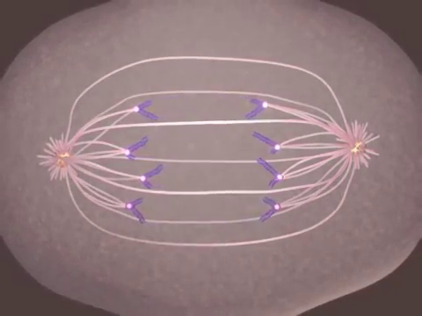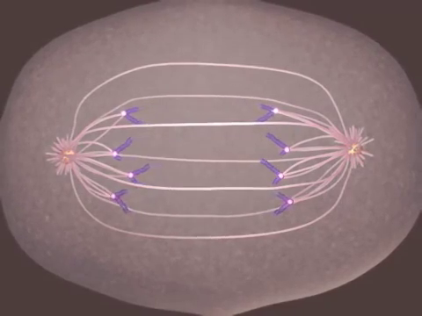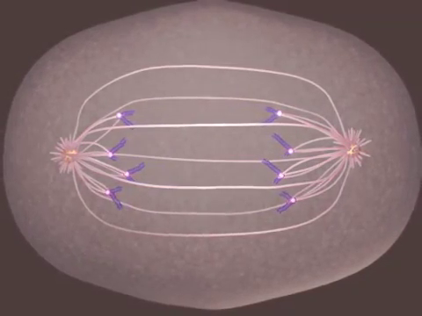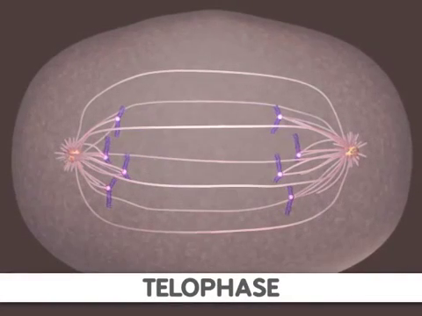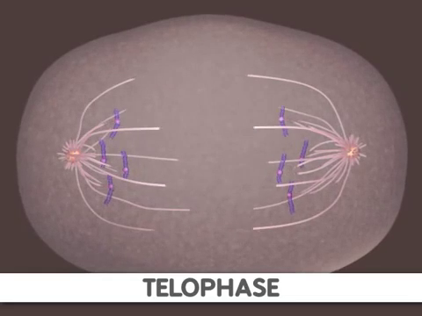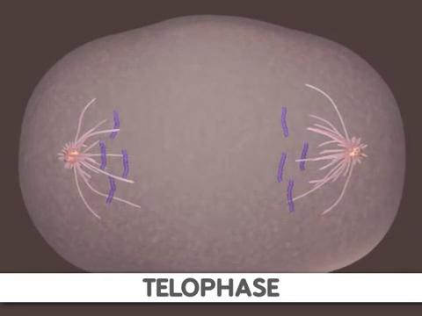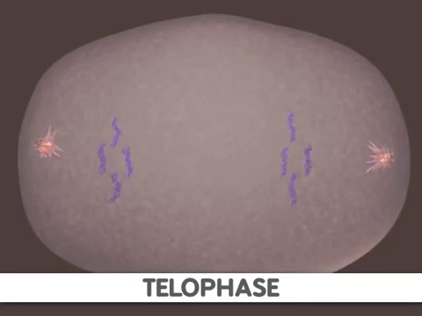Telophase is the final stage of mitosis. It is here the components of the new cells begin to appear. At this point, the spindle fibers are broken up. A new nuclear membrane surrounds the chromosomes at the end of each cell, and the chromosomes uncoil and return to an uncondensed state.